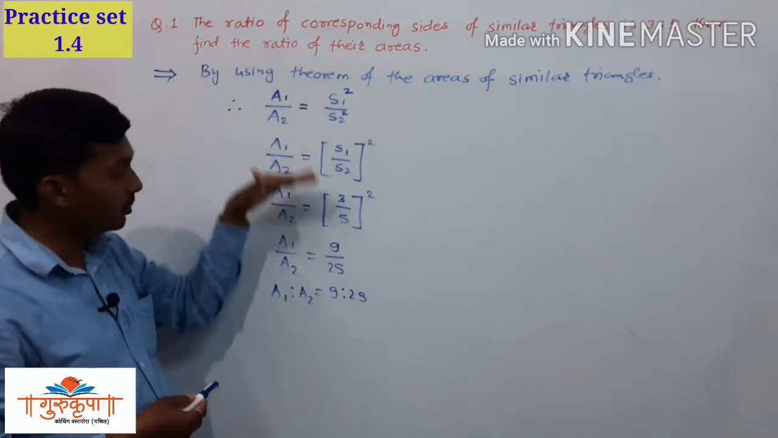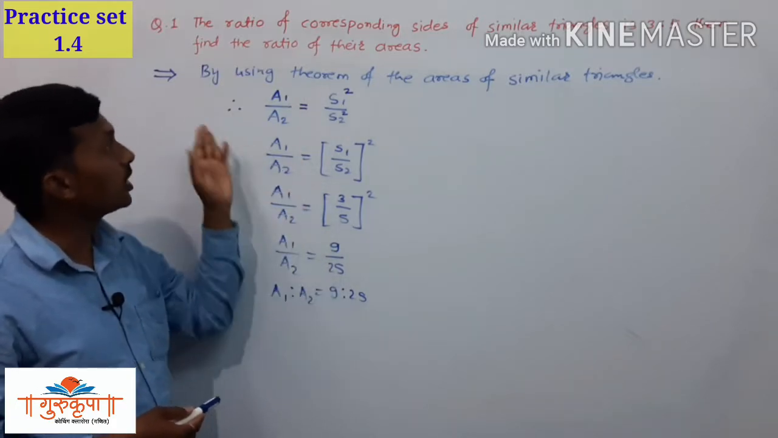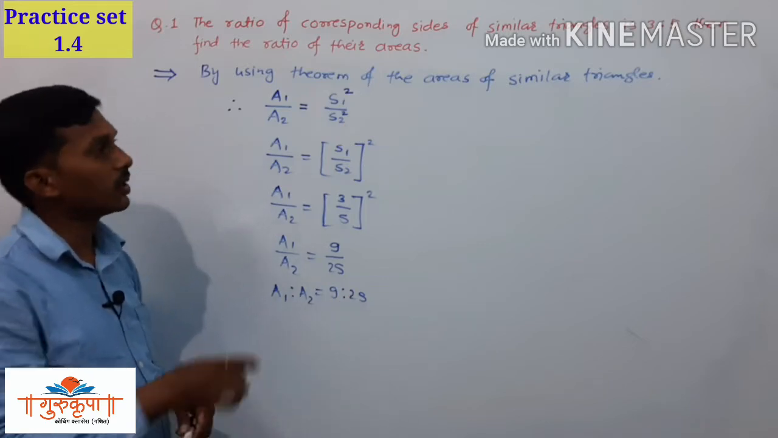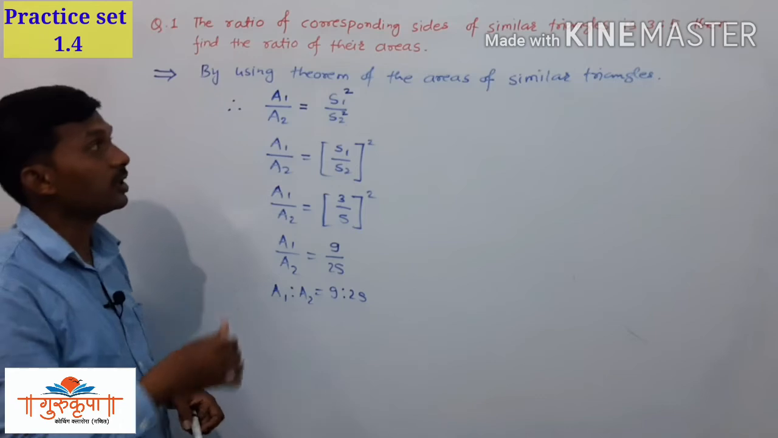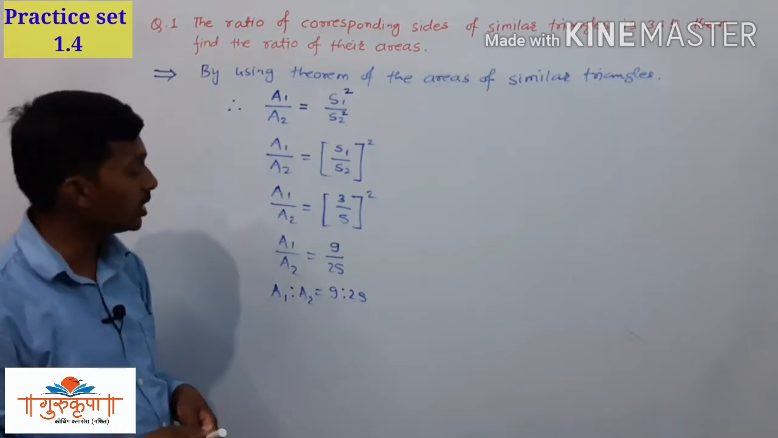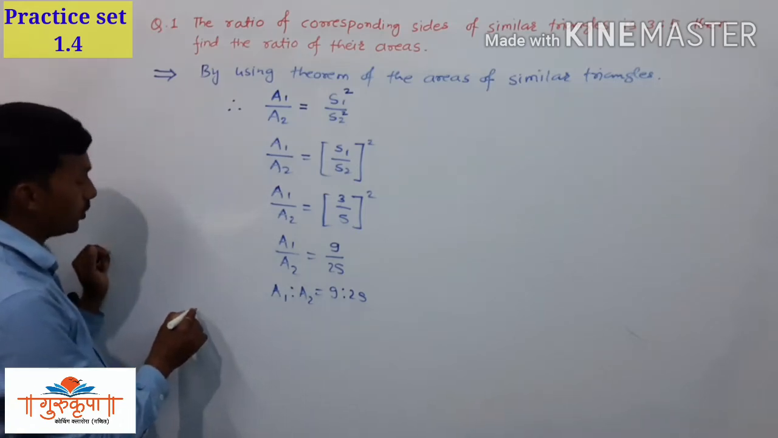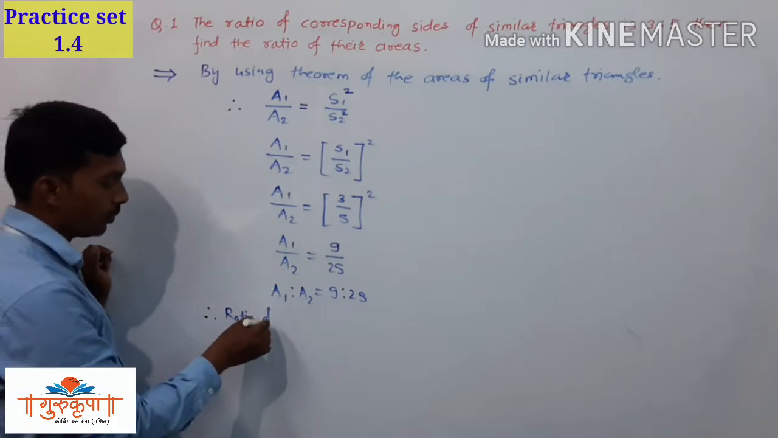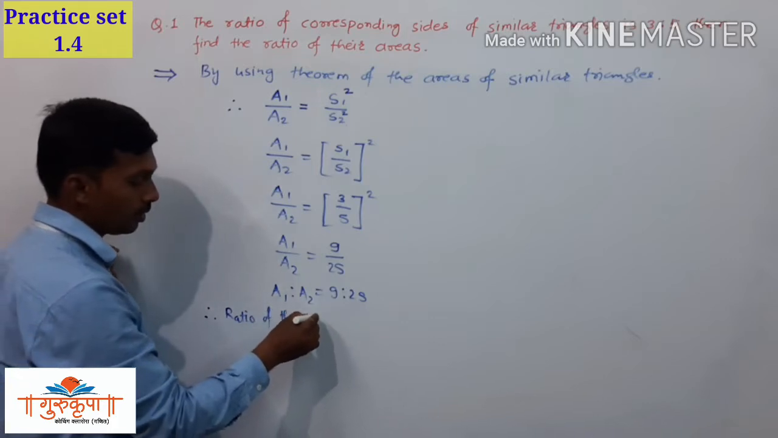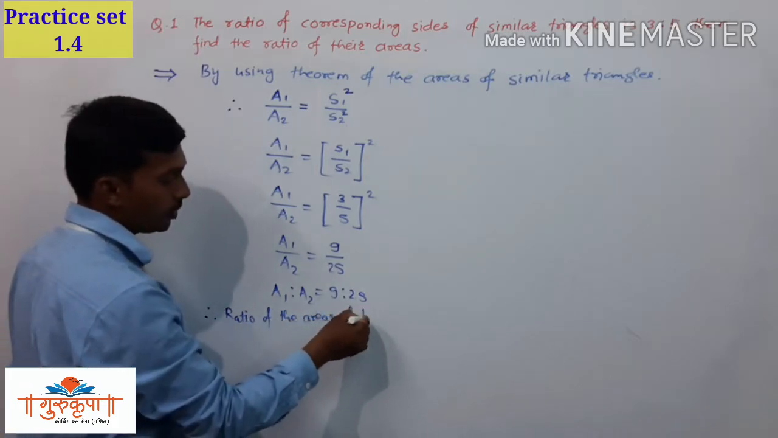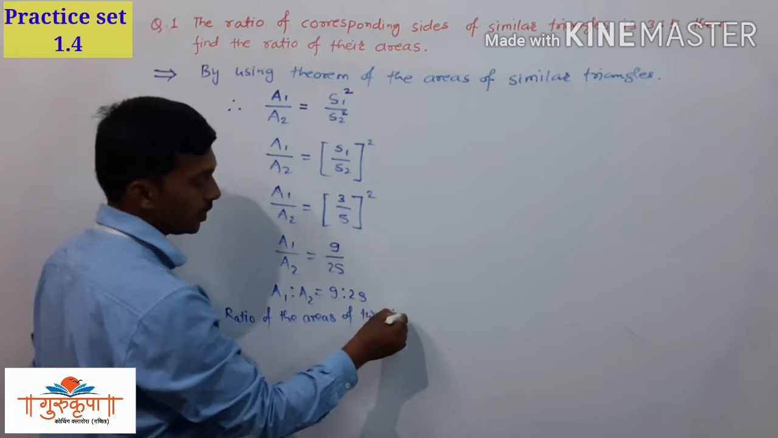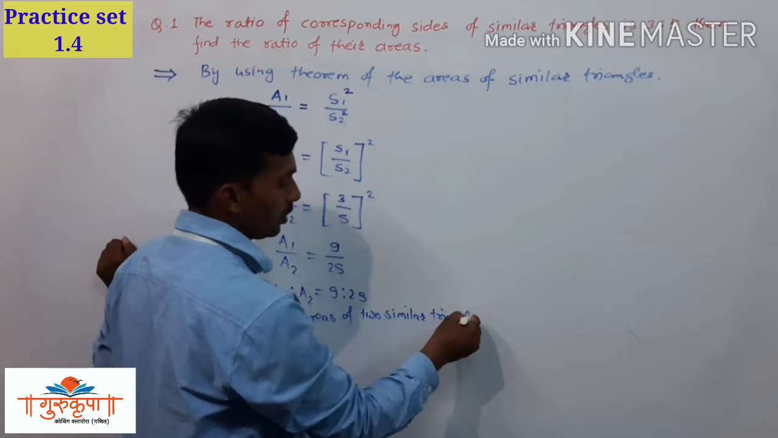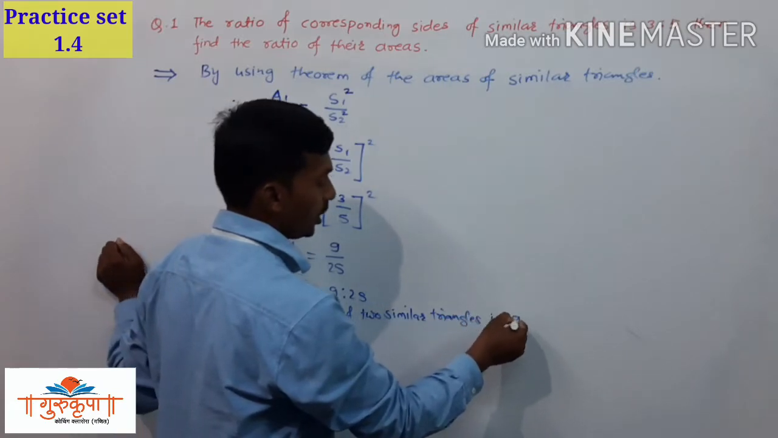We use that theorem and find the ratio of the areas of two similar triangles, and that is 9:25. You can write the final answer in words. Therefore, the ratio of the areas of the two similar triangles is 9:25.